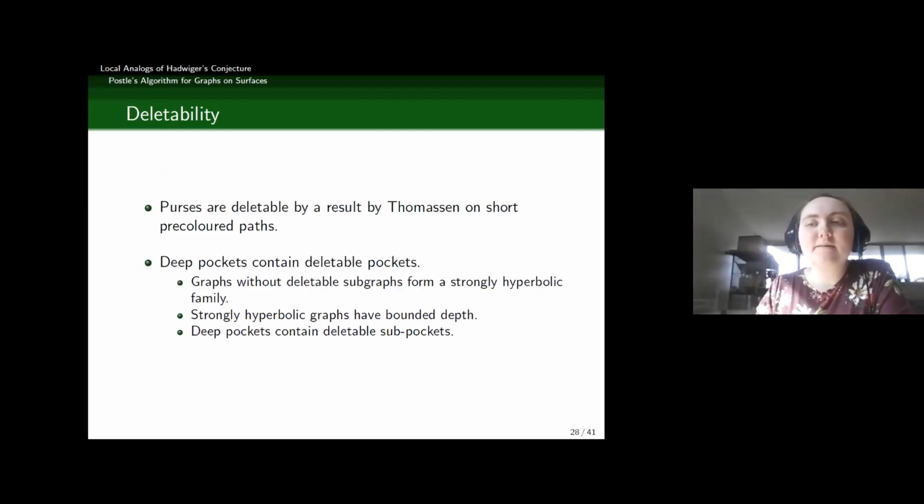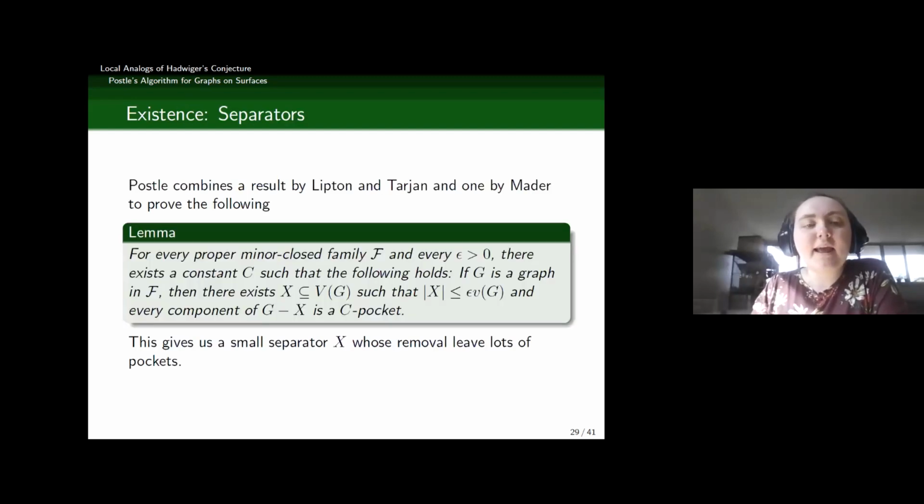Deep pockets may not be deletable themselves, but they contain deletable subpockets. And because our notion of wallets being big is based on the number of pockets, not the size of the pockets, we can pass to subpockets without breaking our wallet. And so this comes from the theory of strongly hyperbolic graph families.